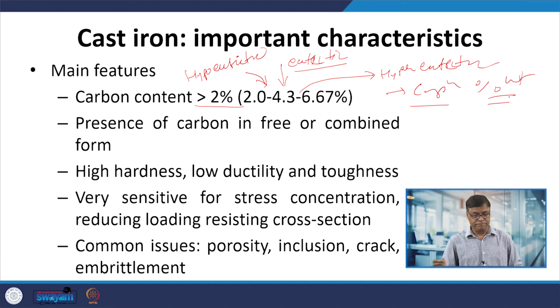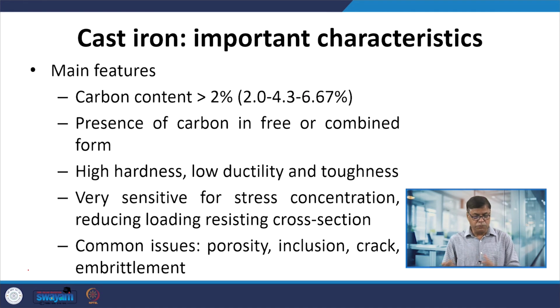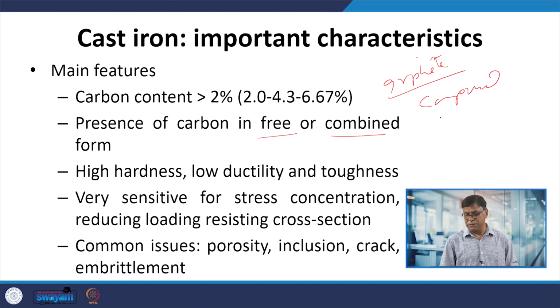So, this is the broad classification based on composition only, meaning based on the carbon weight percentage. Now, this carbon, when present in iron at greater than 2%, can be in a variety of forms, like free form or combined form. Free form means it is in the form of graphite, while combined form means it forms some kind of compounds, which may be iron carbide, cementite or other alloy carbides.